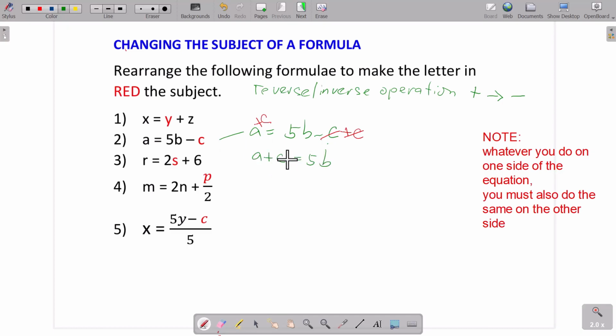Here we have now positive c, but we still have a. So we have to get rid of a by using reverse or inverse operation. So we'll now have a plus c minus a. Since we subtract a from this side, we also subtract a from this side. So a will be eliminated and we'll now have c equals 5b minus a. So now c is the subject of this formula.